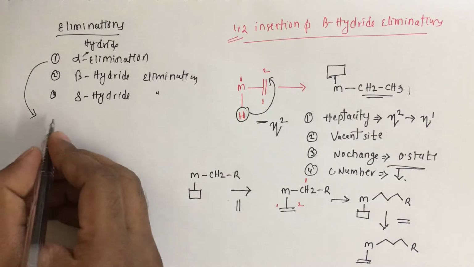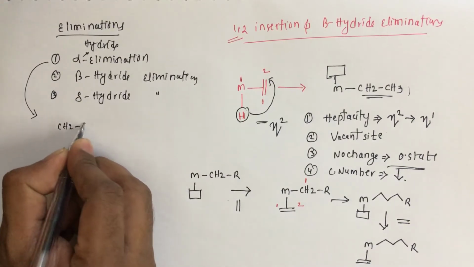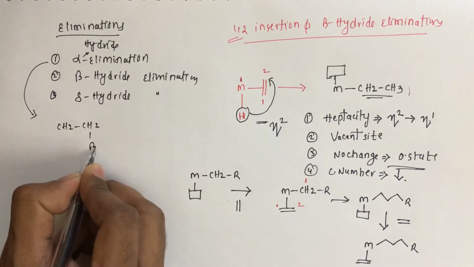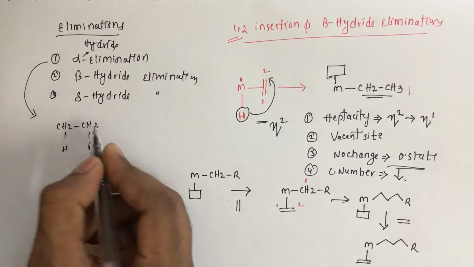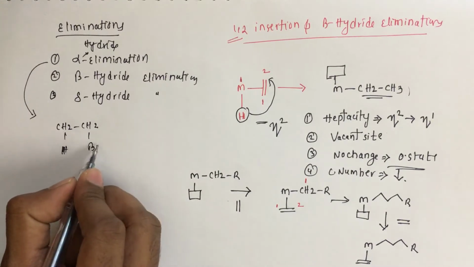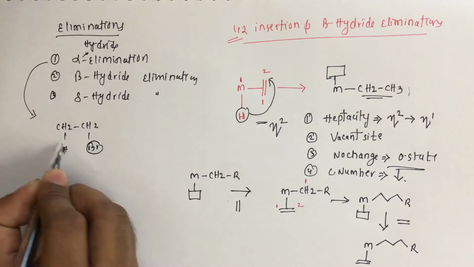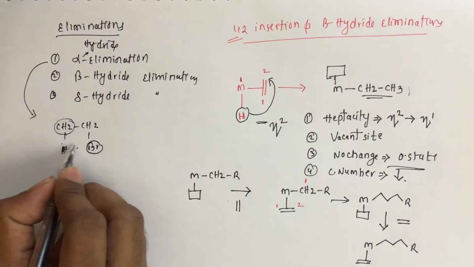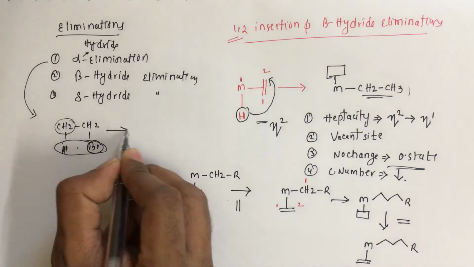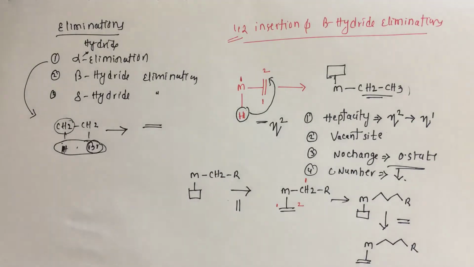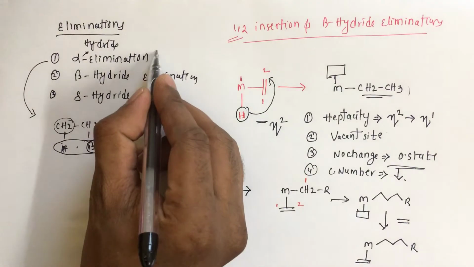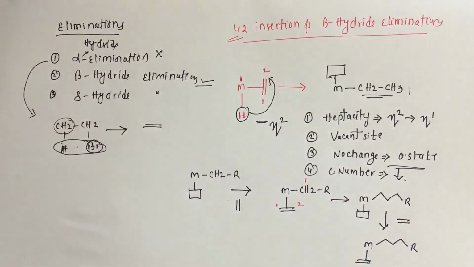Alpha elimination is nothing but, for example, CH2Br. If this is the leaving group, the carbon alpha to this, this hydrogen it takes and it produces simply alkenes. So this is alpha hydride elimination. This is not that important, but beta hydride elimination is very important from an examination point of view.